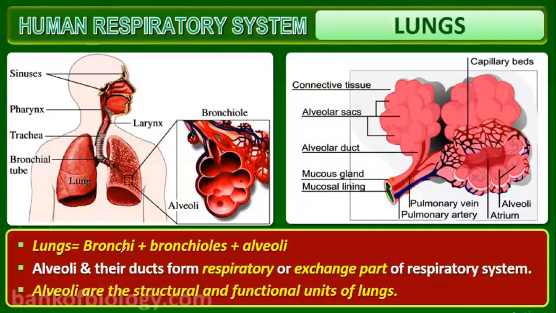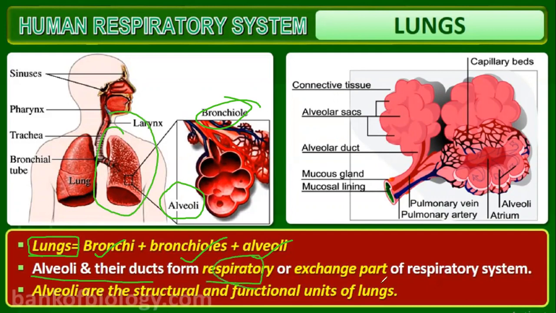So the lungs consist of what components inside? Bronchi plus bronchioles plus alveoli constitute the lungs. Alveoli and their ducts form the respiratory or exchange part of the respiratory system. What are the components of the conducting part? You have the nostril, nasal cavity, then pharynx, larynx, trachea, bronchi, bronchiole, etc., up to the terminal bronchiole.